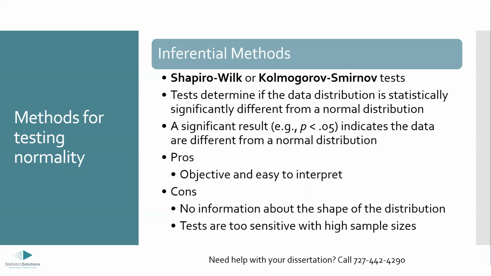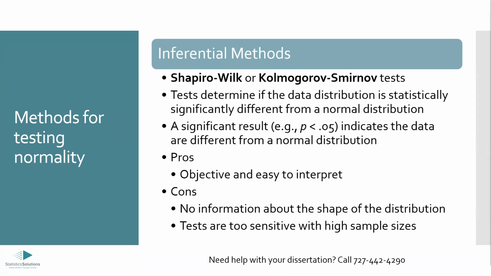Now, both of these tests are pretty similar to each other. And if you run these tests on the same data, you'll probably get similar results. There are some subtle differences between the Shapiro-Wilk and the Kolmogorov-Smirnov tests. A lot of people will prefer the Shapiro-Wilk. One of the differences is that people think that the Shapiro-Wilk has a little bit more power for detecting deviations from normality. But the two tests are pretty similar to each other. And again, these tests determine if the data distribution is statistically significantly different from a normal distribution.